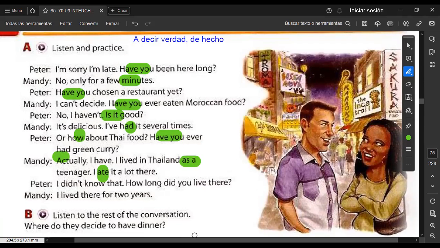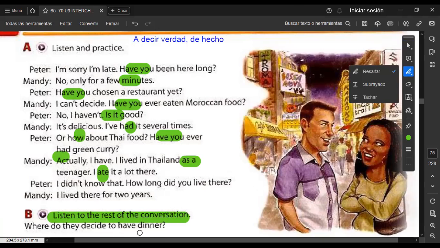Yes, dígame. Hello. Part B. Okay, can you help me to read the part B, please? Nelson, me ayuda. With the part B. Listen to the rest of the conversation. Where do they decide to have dinner? What restaurant do they decide to go? Now listen to part B of the conversation. So you're going to tell me which restaurant or where they decide to go.